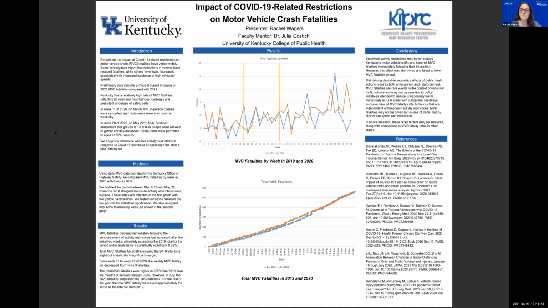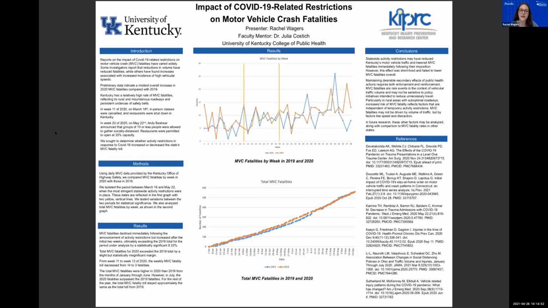So some reports on the impact of COVID-19 related restrictions on MVC fatalities have varied pretty widely in previous studies that have been done throughout this past year. Some investigators have reported that reductions in traffic volume have actually reduced fatalities, which is what I would have hypothesized without any previous background on the subject. But other studies have actually found increases associated with an increased incidence of high vehicular speeds due to that low traffic volume.